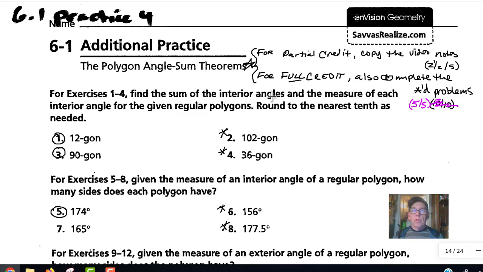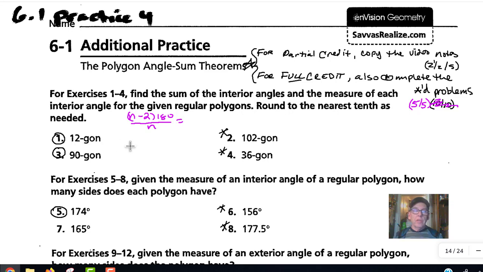Find the sum of the interior angles and the measure of each interior angle for the given regular polygons. Now regular polygons, we got n minus 2 times 180 for the total number of degrees in the polygon. And if it's regular, then each angle can be found by dividing that number by the number of equal angles that are in the polygon. So there's our formula for each angle.